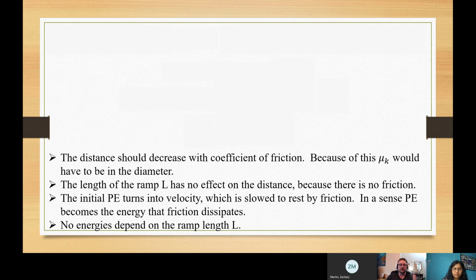Got to be in the denominator. Length should have no effect on D. L and D shouldn't be related because they're not. H, okay, as H goes up, D goes up, because as you increase potential, you're going to increase kinetic. Theta is the same as theta. And then no energy depends on the ramp length.